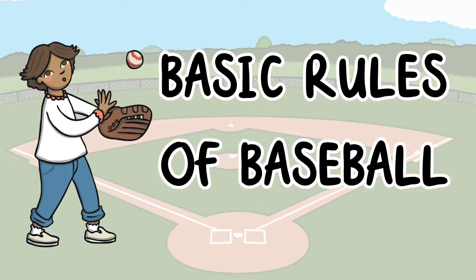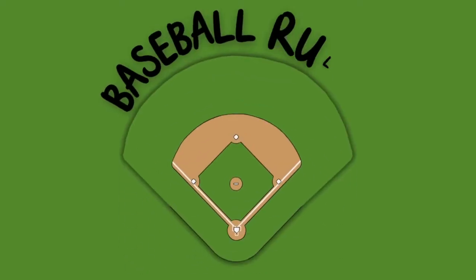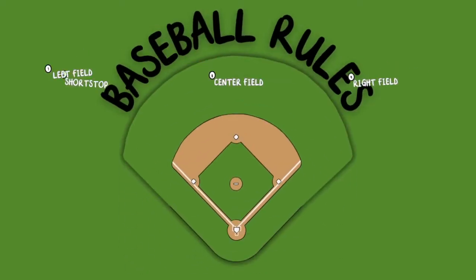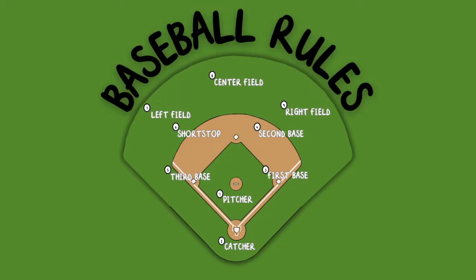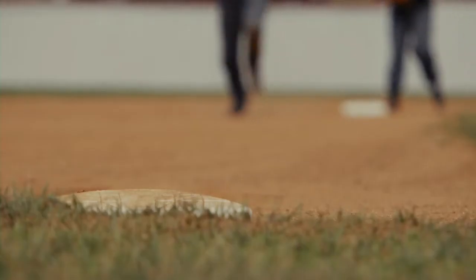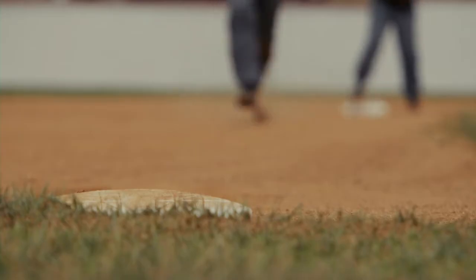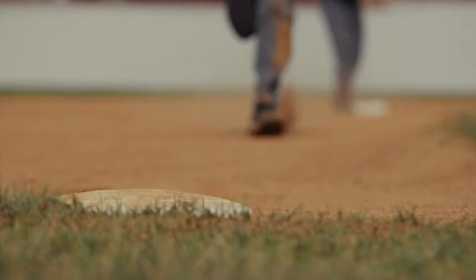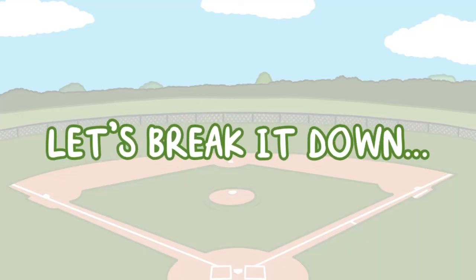Basic rules of baseball. So, how do you play baseball? Baseball is played between two teams, each with 9 players. The game has 9 innings. Each team takes turns batting and fielding. The team that scores the most runs by the end of the game wins. Let's break it down a little more.